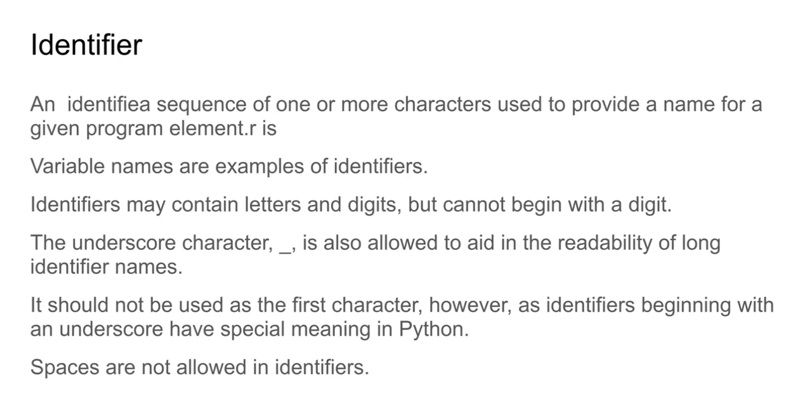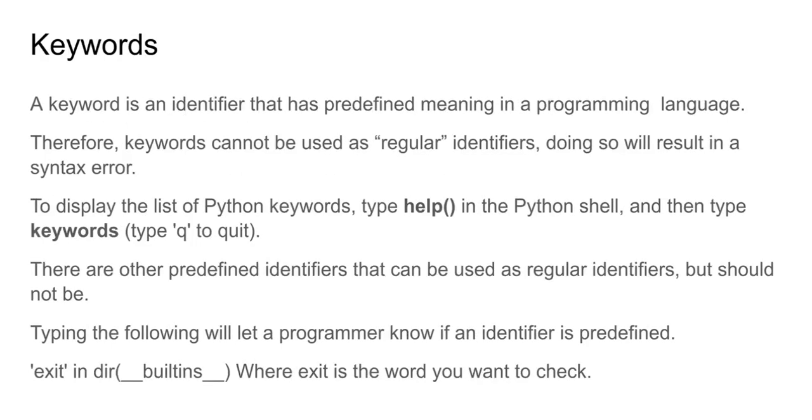Okay, so an identifier. An identifier is a sequence of one or more characters used to provide a name for a given element. Basically, all it's saying here is that we're using letters to create a name. Variable names are examples of identifiers. Identifiers may contain letters and digits, but cannot begin with a digit. You can use the underscore character, but you can't use it at the beginning, because identifiers that begin with the underscore character have a special purpose. Spaces are not allowed in identifiers. If you have a space, it's going to see it as two different things and give you an error. So that should cover the identifiers.